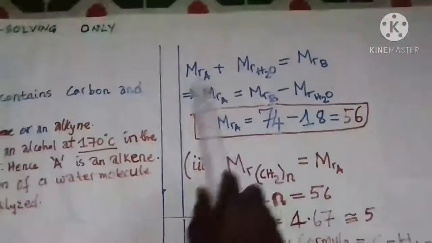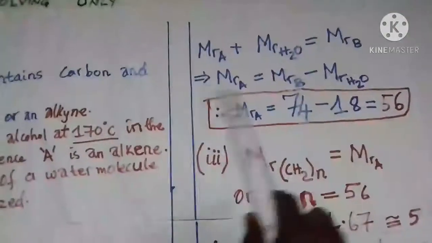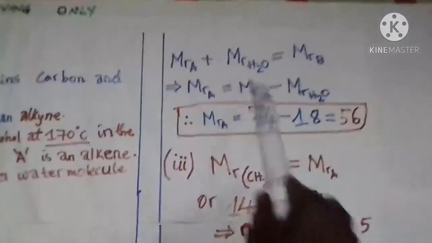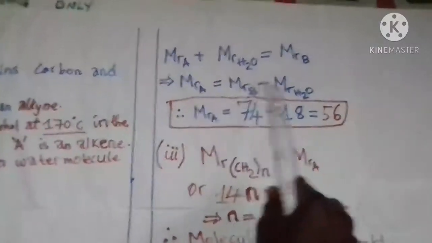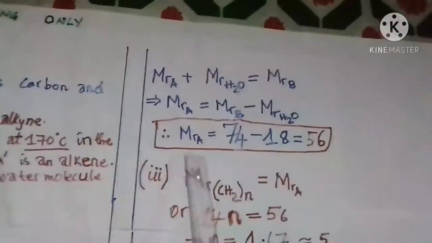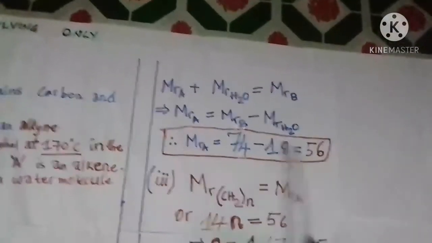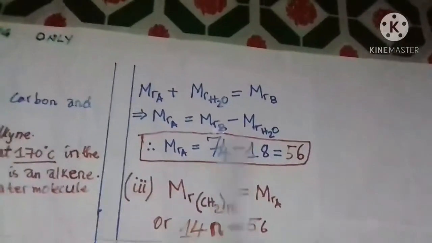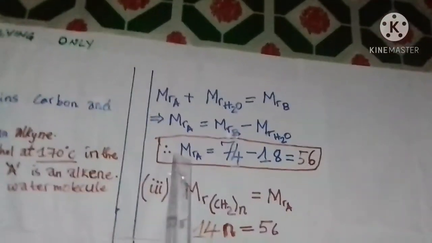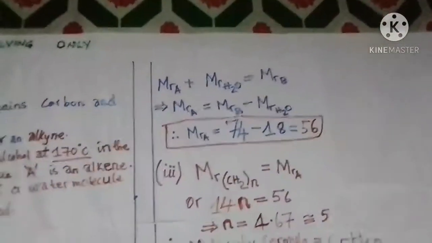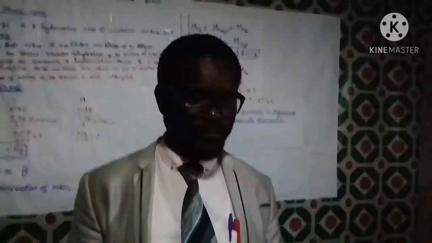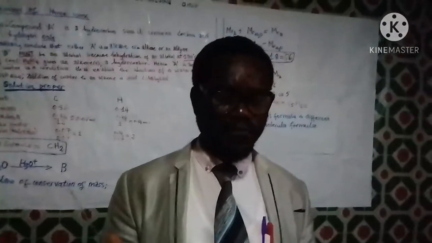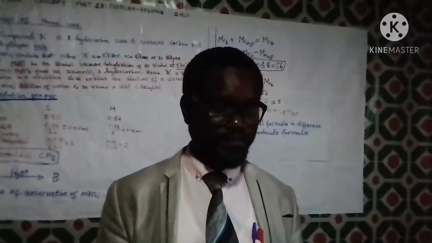Now, when you make the relative molecular mass of A the subject of the formula, you will have the relative molecular mass of B minus the relative molecular mass of water. If we compute this carefully, we are going to have 56. 56 is the relative molecular mass of A. That problem is solved. Small roman 3, it says, deduce the molecular formula of A.